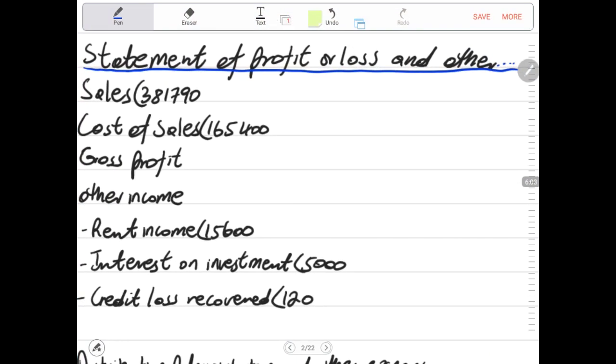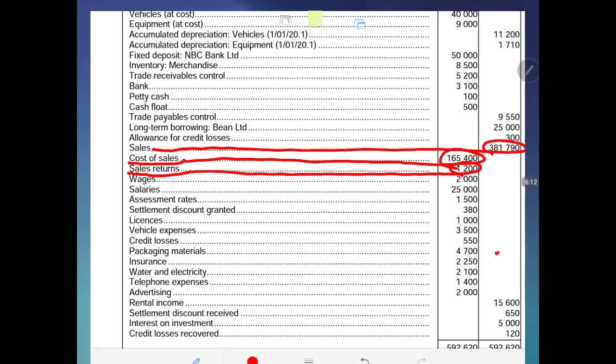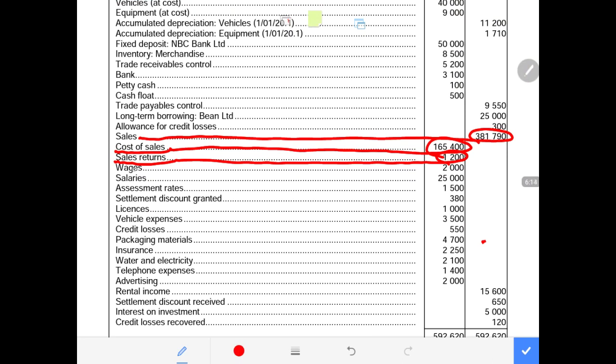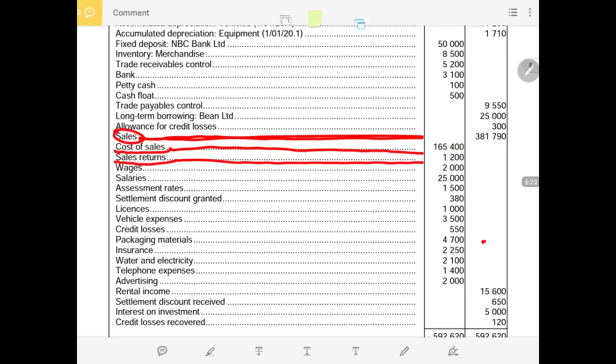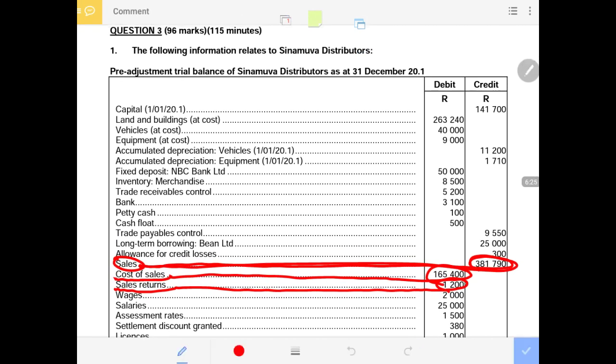So now we know that sales return will decrease our sales by the amount of 1,200 in this case, because the sales return is 1,200, which is decreasing. And please be mindful of the fact that sales are recorded on the credit side of the trial balance, because sales are income and income increases on the credit side.